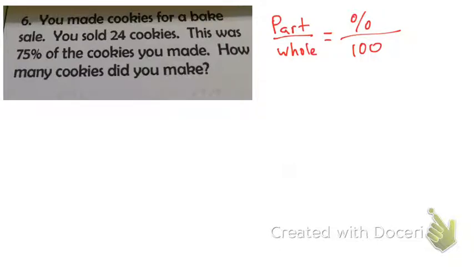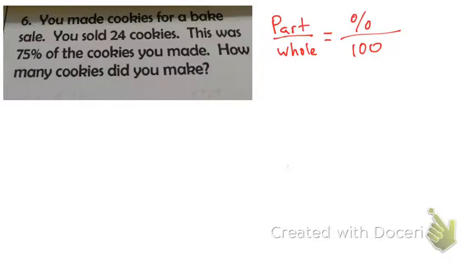All right, this problem's a little different. You're going to be using the percentage proportion formula, which is part over whole equals percentage over 100. The reason we're using this one is because this is not a percentage increase or a percentage decrease. We're simply trying to find either the part, the whole, or the percentage. All right, so let's go through this.